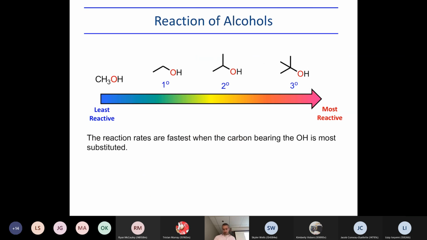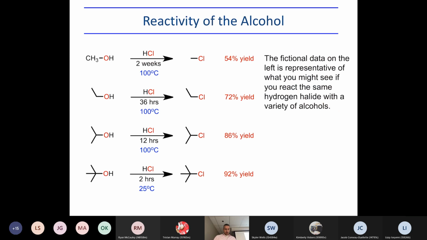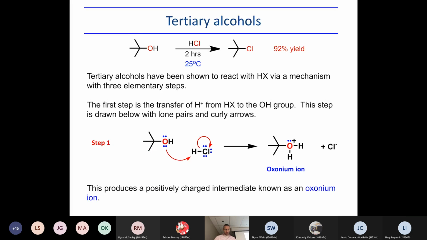Another thing that we notice is the reactivity of alcohols mirrors the reactivity we saw for elimination with H2SO4. The fastest ones are tertiary, secondary is slower, primary slower again, and least reactive is methanol. Okay. So this is what happens. Let's cut to the chase.